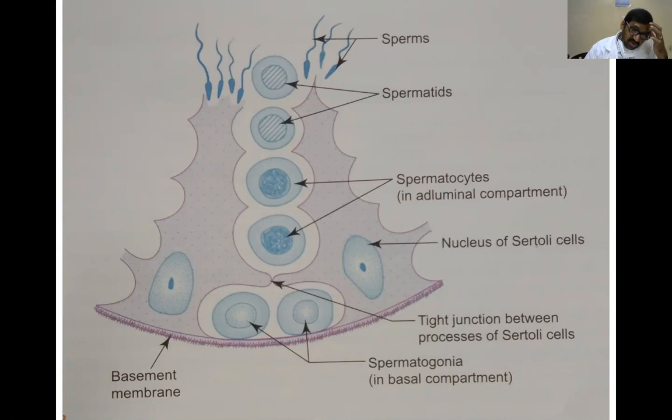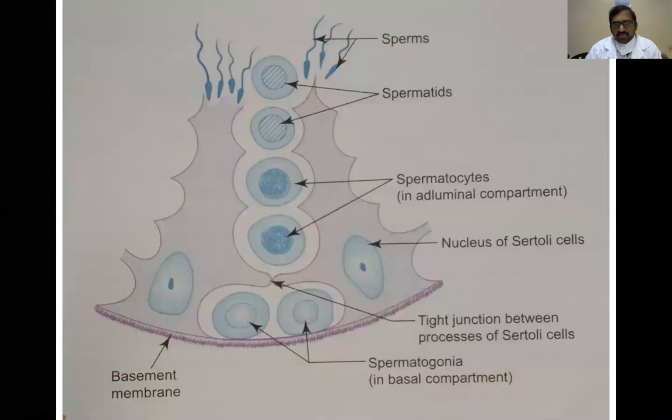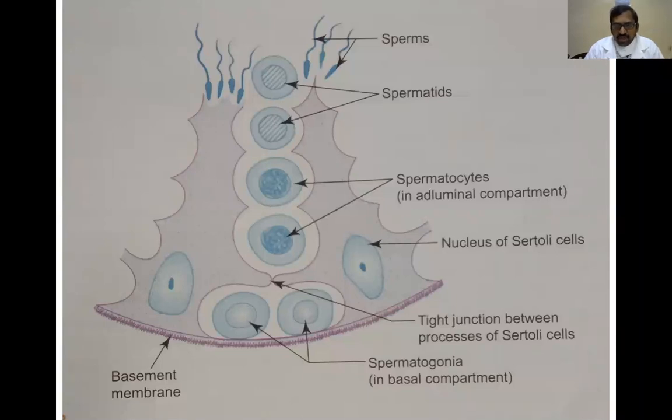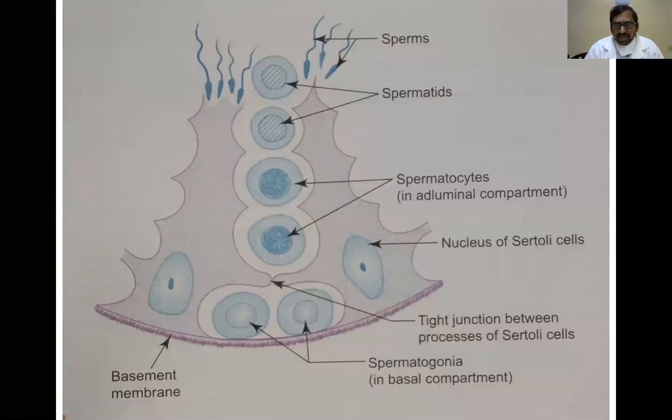Why are we supposed to know about the testis? That is very important, because in some individuals there is no production of spermatozoa, that is called azoospermia. Or sometimes spermatozoa are produced, but the number is very low, and we call that condition oligospermia. Azoospermia and oligospermia are the most common clinical conditions. If you want to diagnose the exact cause of sterility in a male, you have to go for a testicular biopsy.